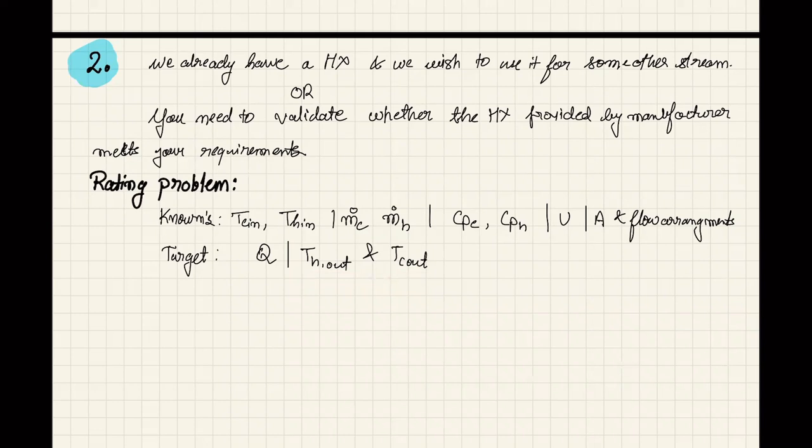Is this clear, guys? Folks, is this particular example clear?